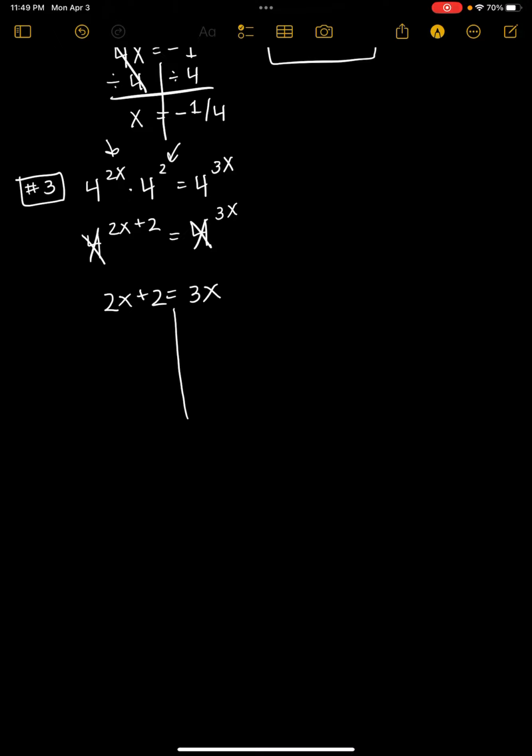And I can solve that. I'm going to get the x's on the same side, so I'm going to subtract 2x from each side. The 2x's cancel out over here. We're left with 2. 3x minus 2x gives me just x, so I know that x is equal to 2.